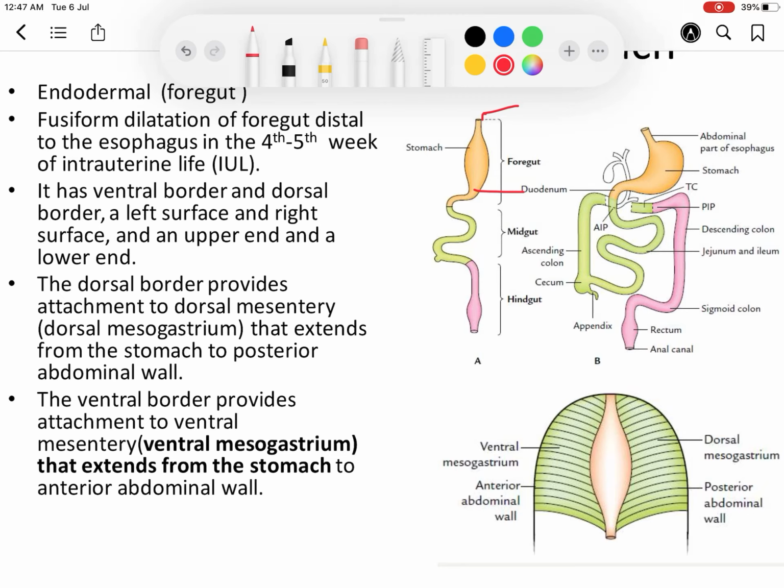The dorsal border provides attachment to the dorsal mesentery, and the ventral border provides attachment to the ventral mesentery, or the ventral mesogastrium. This ventral mesogastrium connects the developing stomach with the anterior body wall, and the dorsal mesogastrium will connect the stomach with the posterior body wall.